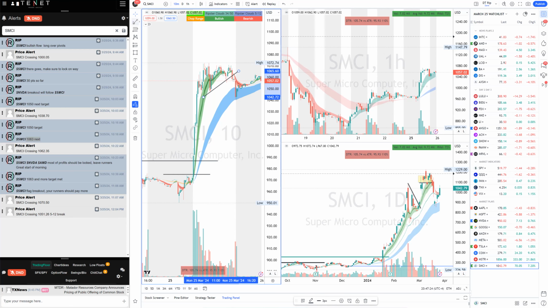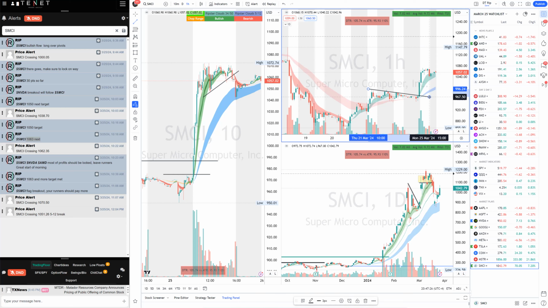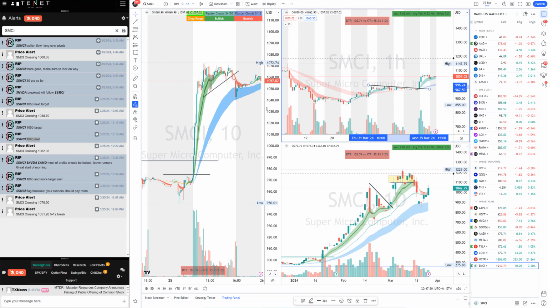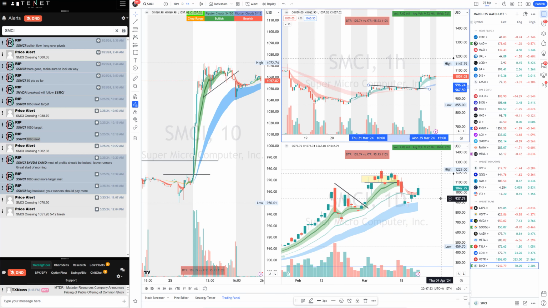So look at that. The 1 hour was also bullish. So always look at the 1 hour. The 1 hour on SMC has turned bullish. So that's something to note. 1 hour is bullish, 10 minute is bullish, and look at that, the daily is also turning bullish. So that's why high probability long setups are coming in.